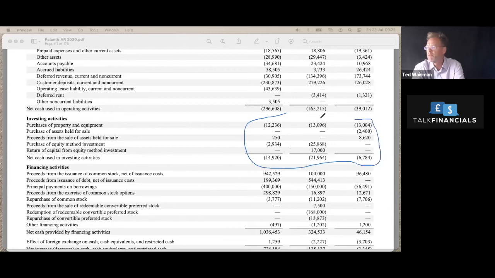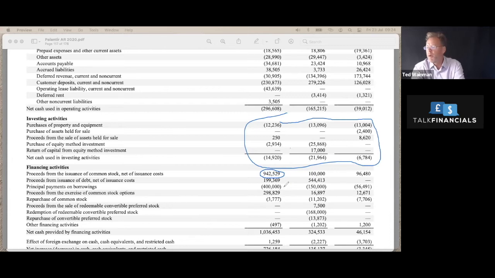So they're investing in the future of the business. That's absolutely fine. And then down the bottom, we see the actual effects of the funding. Here's almost $1 billion they raised by issuing new shares. And don't forget, every time they issue shares, they dilute existing shareholders. So that's something to be aware of.